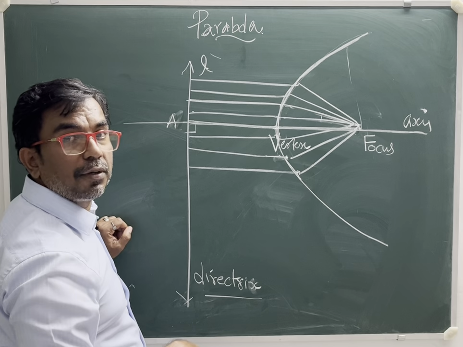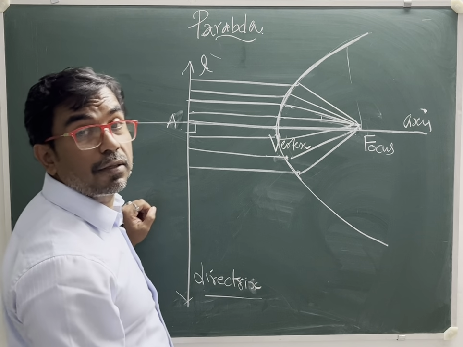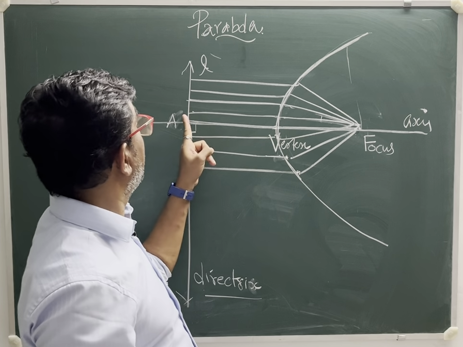Okay, the last point. This point is called the vertex, the most projected point, that is the vertex of the parabola. So you have your focus, your vertex, and your directrix.